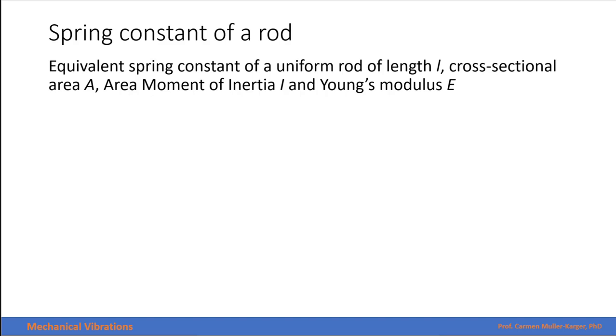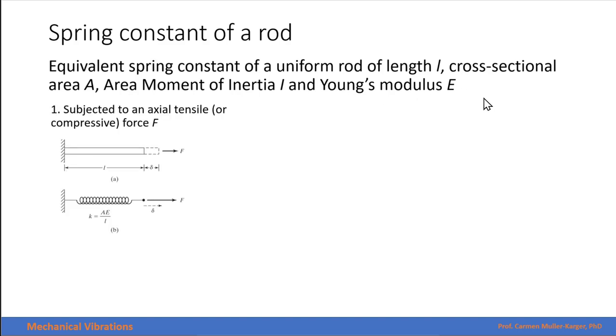Let's calculate the equivalent spring constant of a uniform rod of length L, cross-sectional area A, area moment of inertia I, and Young's modulus E. We can do it for two different cases. The first one is when that uniform rod is subjected to a tensile or a compressive force. Then we will have an elongation of that rod, which is denoted by delta. If we multiply and divide by the length of the rod, we can substitute the elongation divided by the length by the strain. Remember that the strain equals the stress divided by the E modulus, and the stress is defined as the force divided by the cross-sectional area.